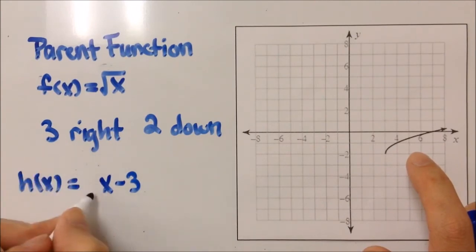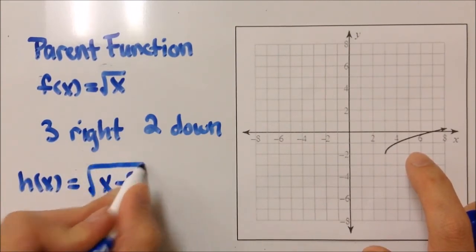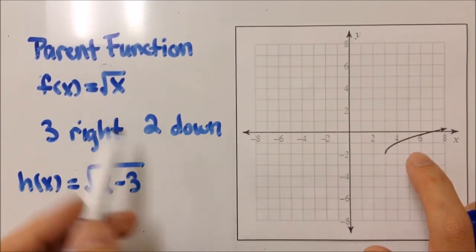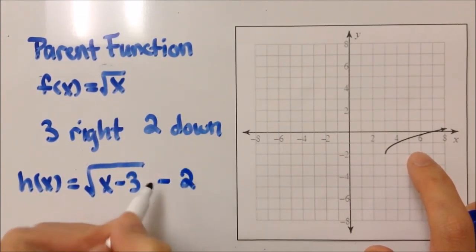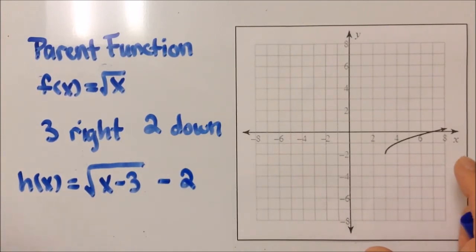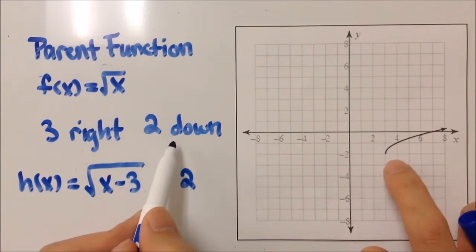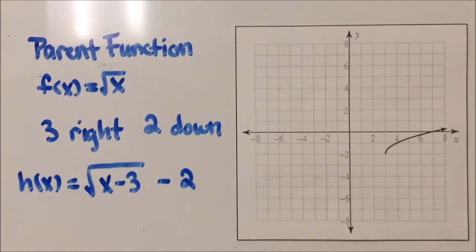Minus 3 means 3 to the right. And then the square root. Since this is 2 down, I'm going to write minus 2 after the function, not within, after. So here, the square root of x minus 3, so 3 to the right, and then minus 2, so 2 down. So our equation for the transform graph is h of x equals the square root of x minus 3, minus 2.